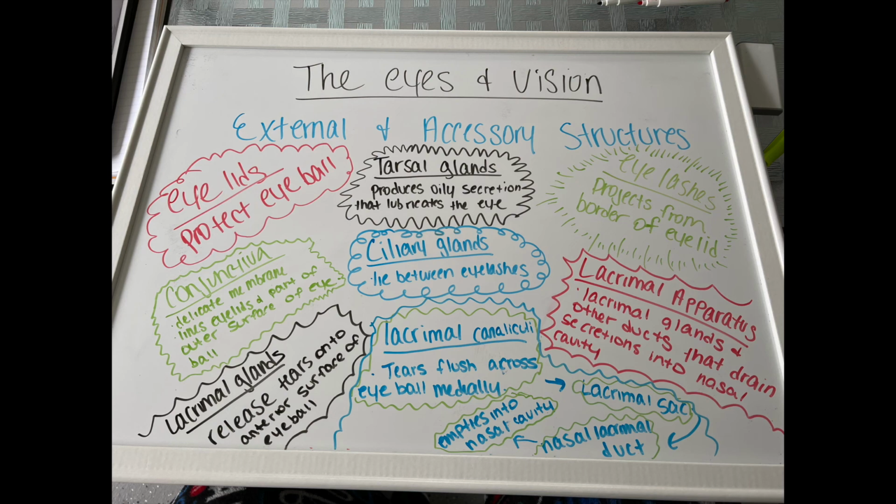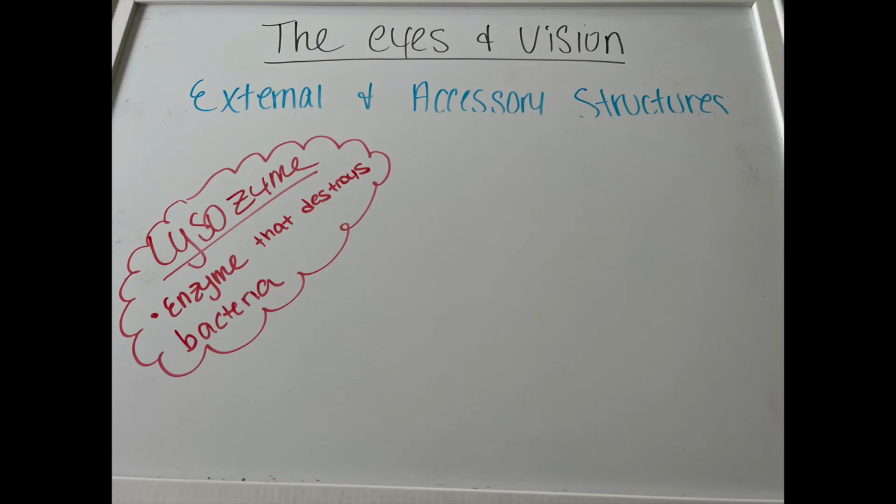Lacrimal canaliculi. The tears flush across the eyeball into the lacrimal canaliculi, medially into the lacrimal sac, and finally the nasolacrimal duct, which empties into the nasal cavity. Lysozyme. It's a lacrimal secretion that contains antibodies and lysozyme, an enzyme that destroys bacteria. Thus, it cleanses and protects the eye surface as it moistens and lubricates it.